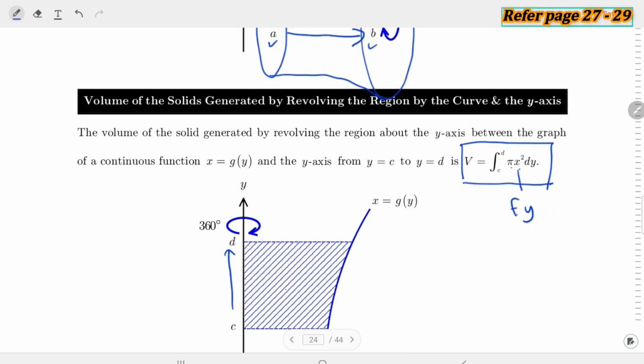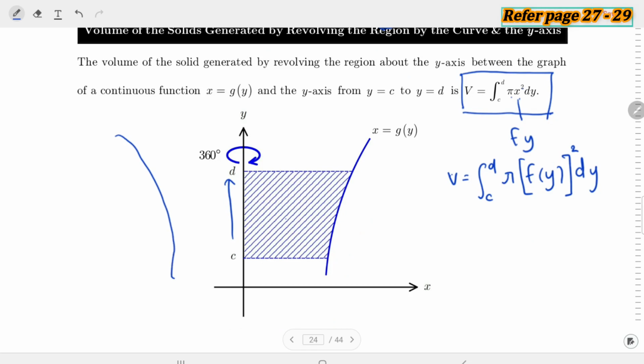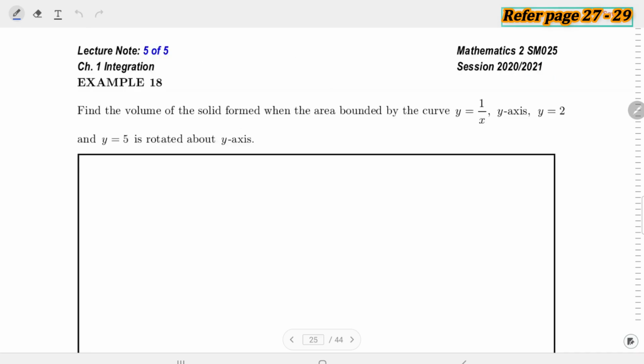Or if I rewrite it in another form, V equals the integral from c to d of pi, which is a constant, times the function of y squared with respect to y, pi r squared. This one also gives you the volume revolving about the y-axis. Those are the formulas. We go to example 18.